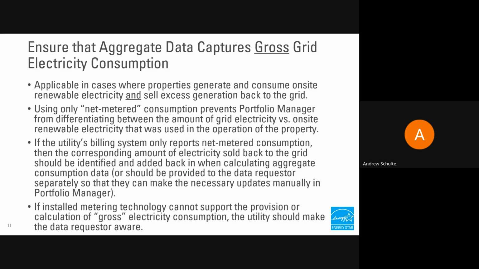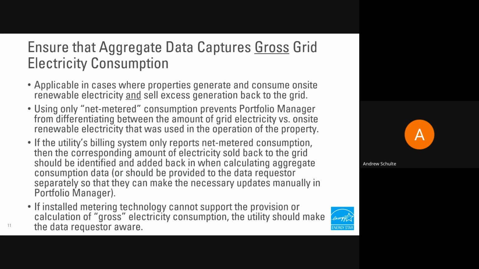that just because a customer is getting credited for sellback of renewable energy to the grid, it doesn't mean that the actual consumption of grid electricity didn't happen, right? So your net metered consumption quantity for a given month for a given customer might be zero, or it might be negative, but that doesn't actually mean that the customer didn't consume grid electricity during that time.